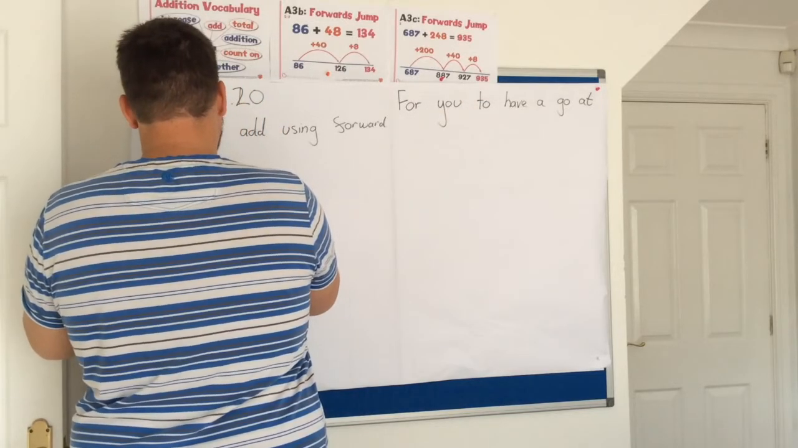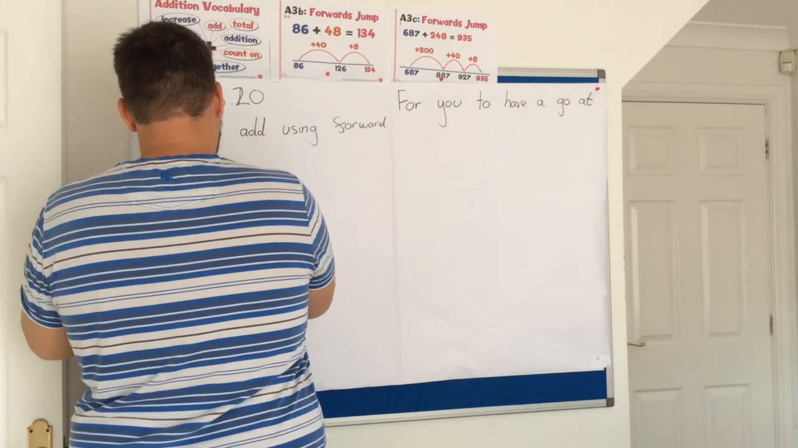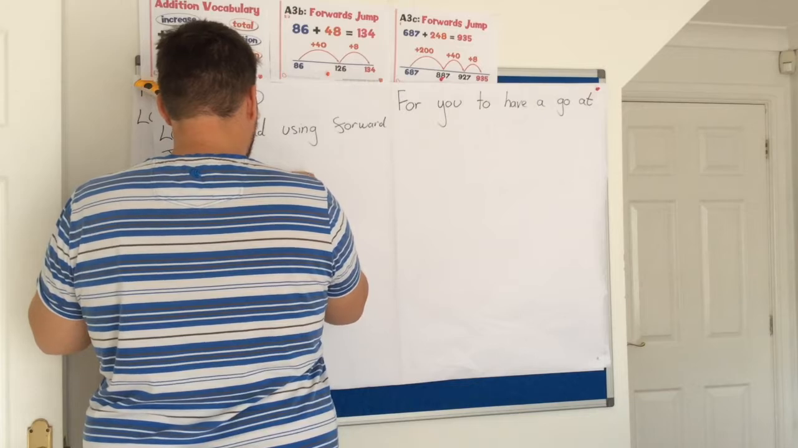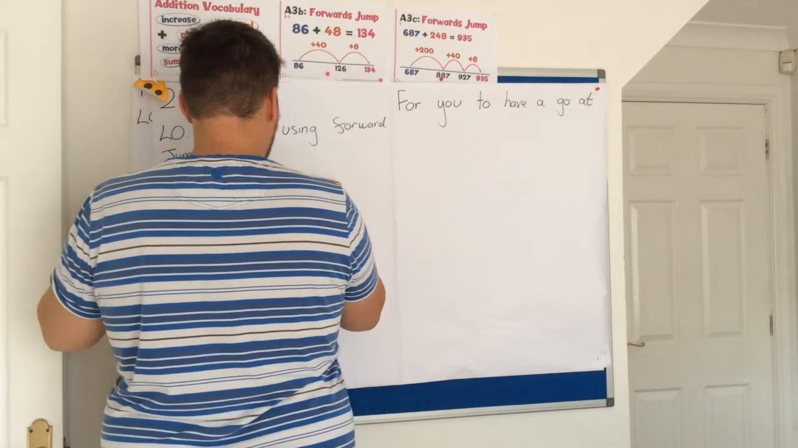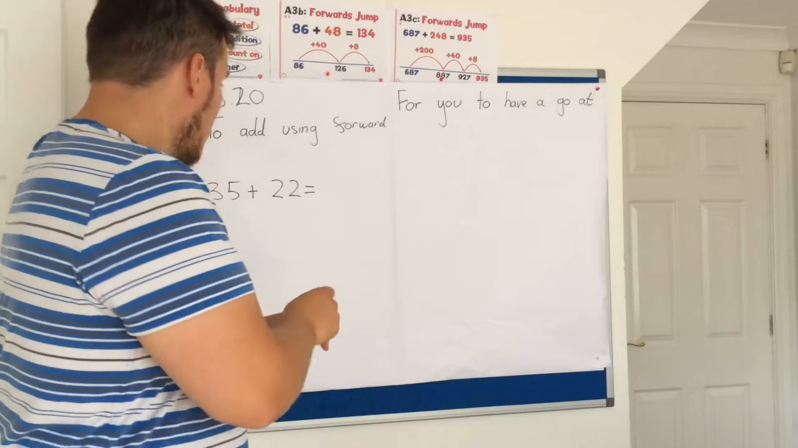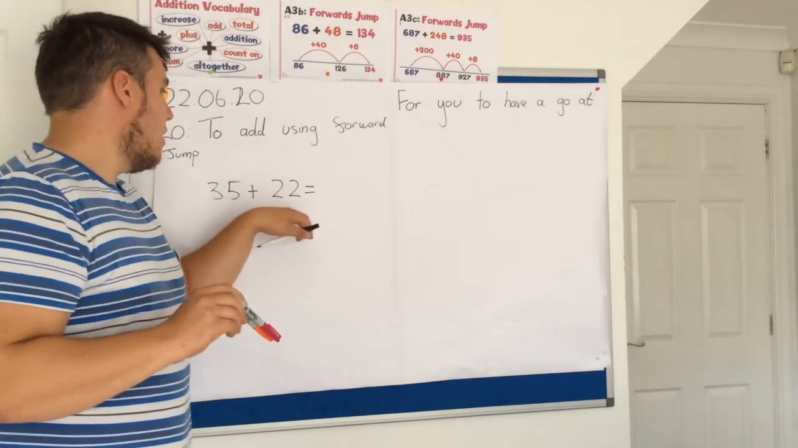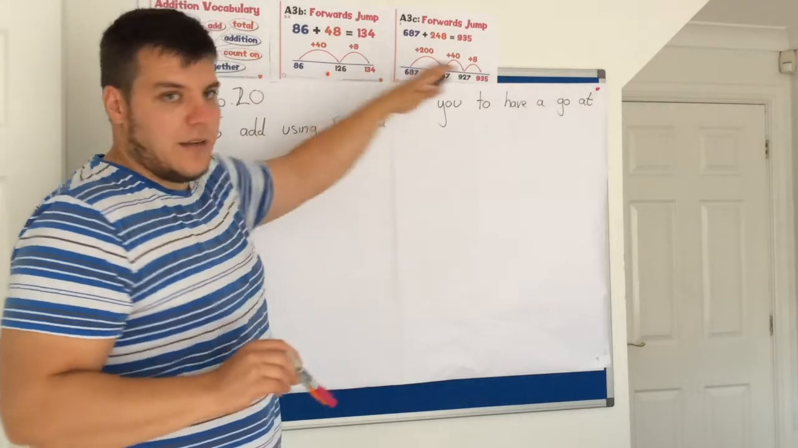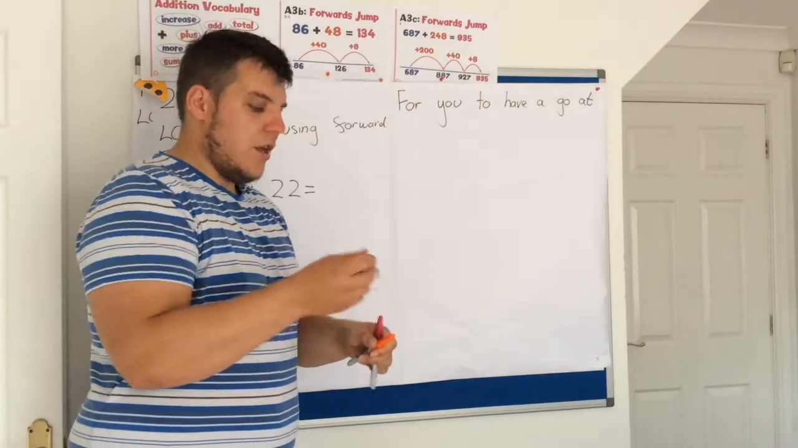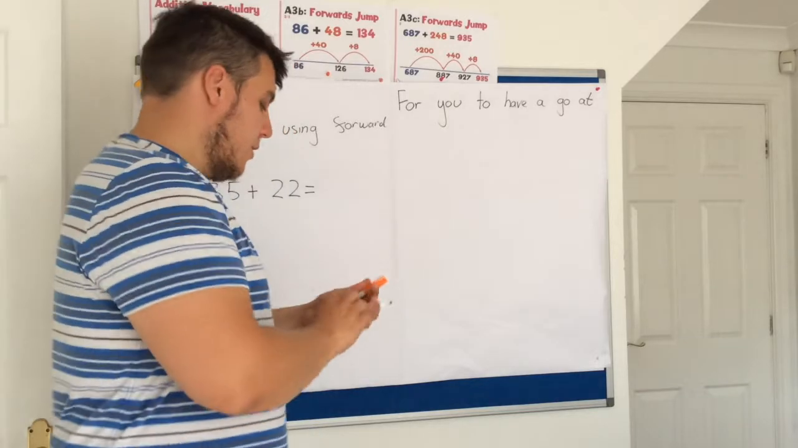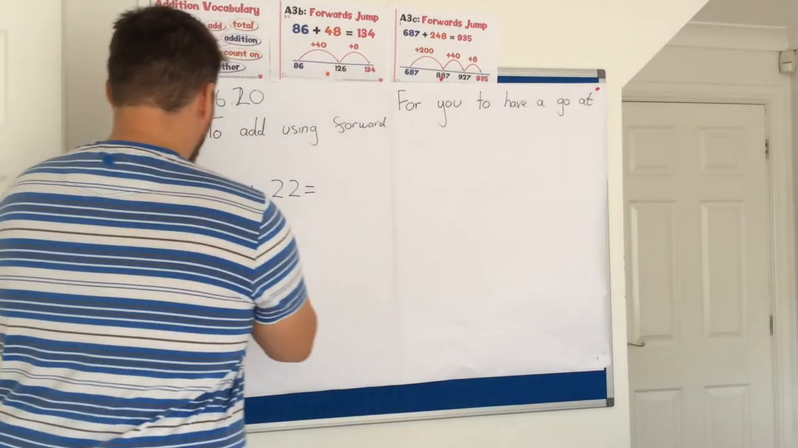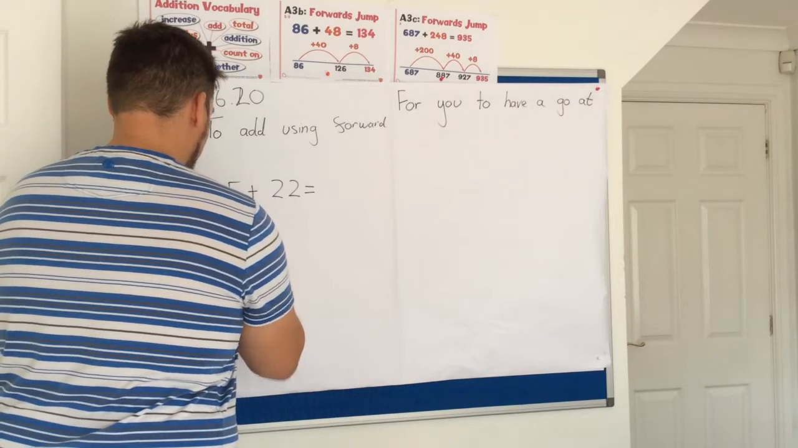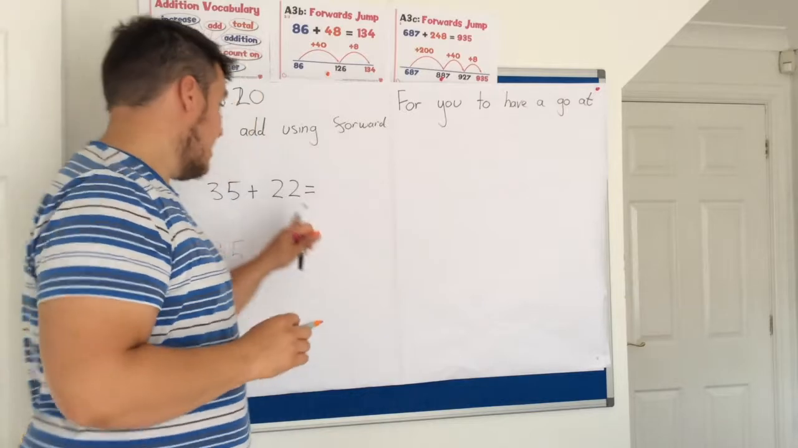So I'm going to do 35 add 22. We're going to start with our biggest number, and it's almost as if that number is on a number line. When we've got a number line, we can start our number line wherever we want to. So we're going to start with 35. To that 35, I know I need to add 22.